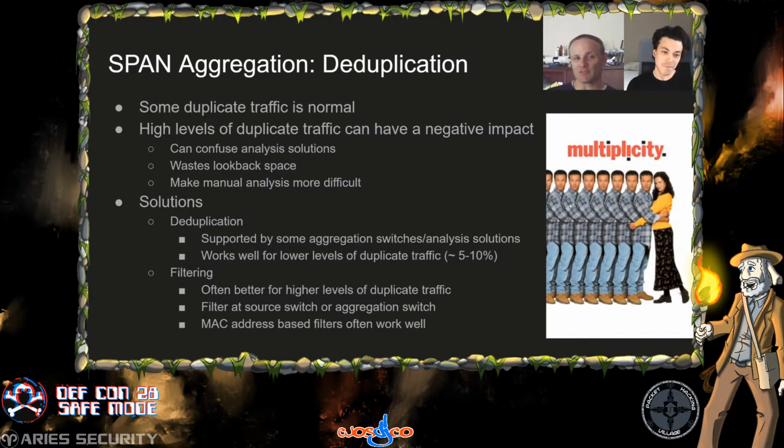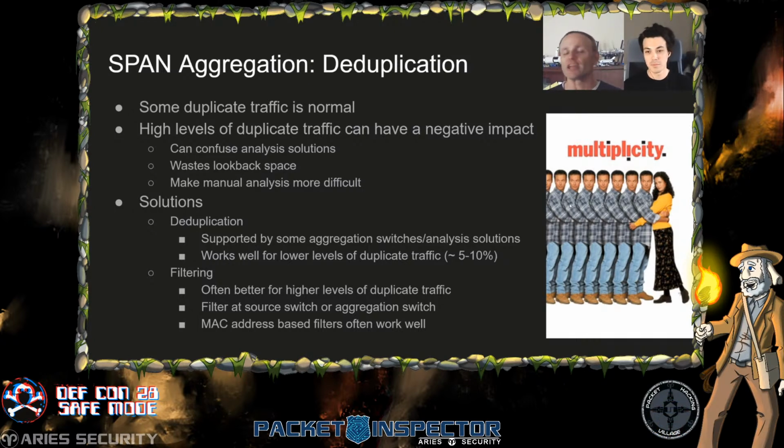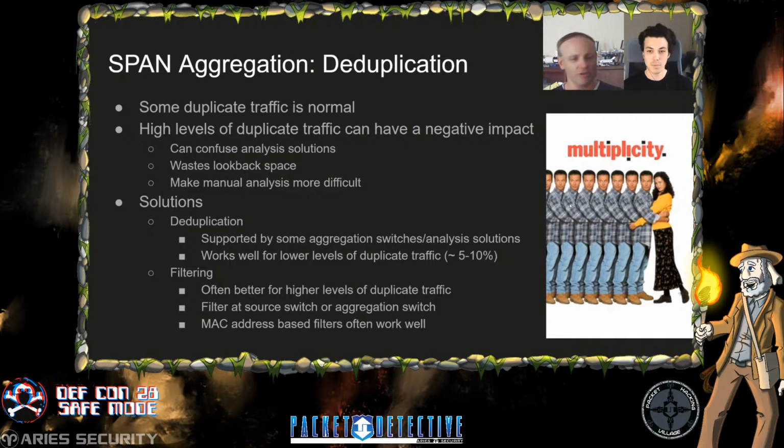What's the other big thing besides filtering? Duplicate traffic, right? How do we handle duplicate traffic? Well, there are a couple of ways, and one way is deduplication. So when you do this, if you haven't done a lot of spanning and tapping before, you're going to get duplicate traffic. It's normal. Don't freak out.